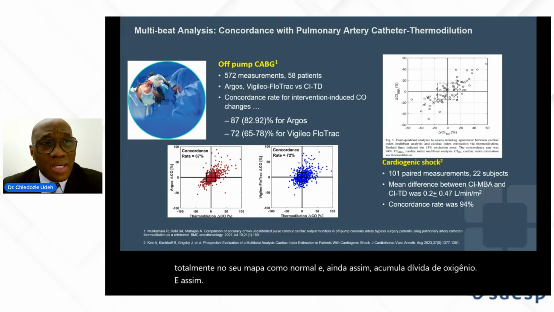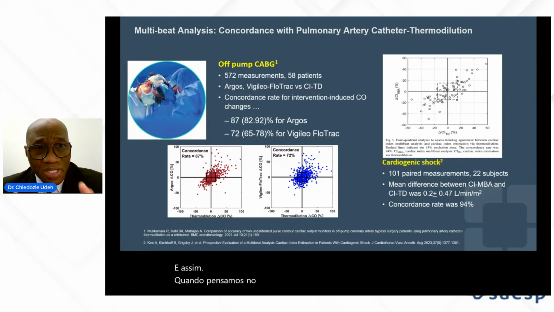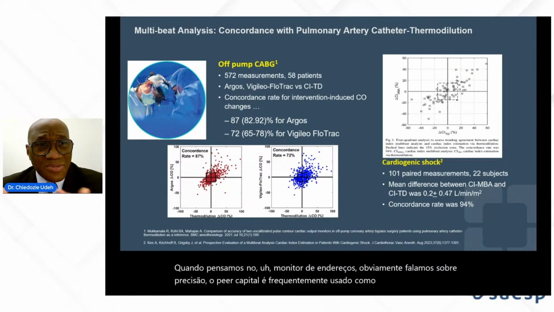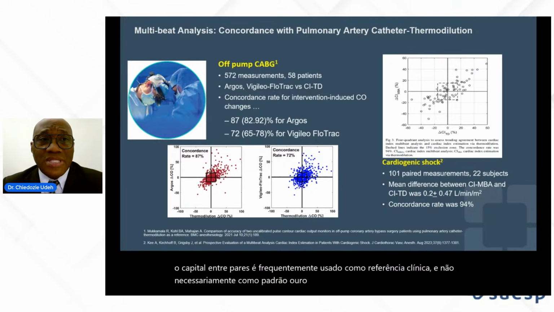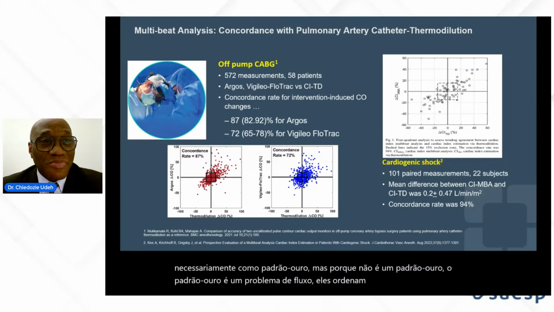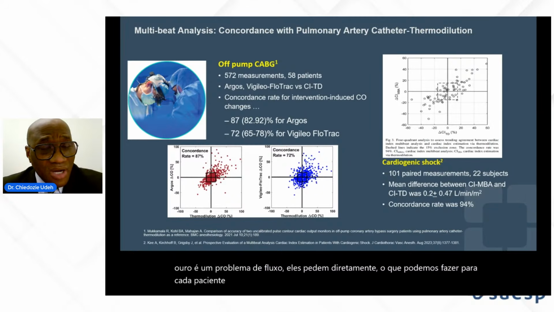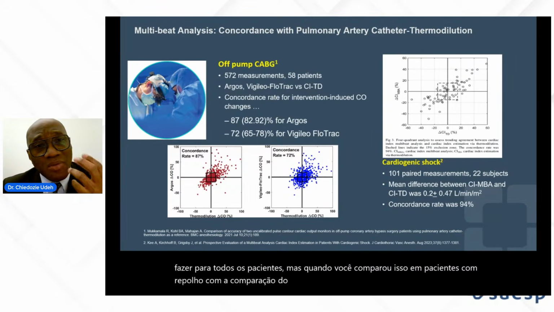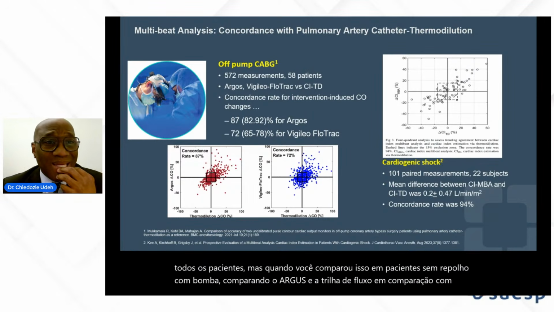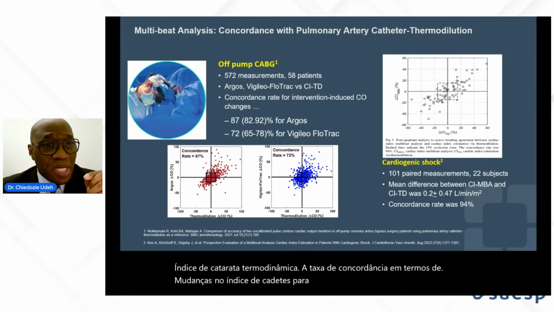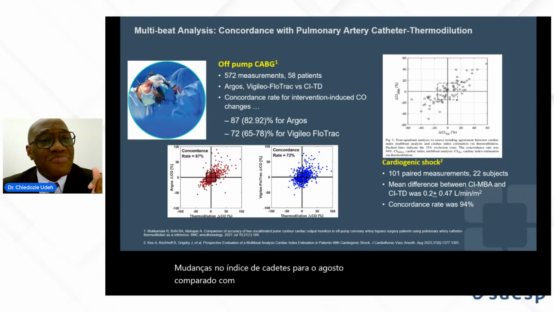So when we think about the Argos monitor, obviously we talked about accuracy. The PA catheter is often used as a clinical reference standard, not necessarily as a gold standard, because it's not a gold standard. The gold standard is a flow probe on the aorta directly, which we can't do in every patient. But when you compared this in off-pump CABG patients, the Argos and the FloTrac compared to the thermodilution cardiac index, the concordance rate in terms of changes in cardiac index for the Argos compared to the thermodilution was about 87%.